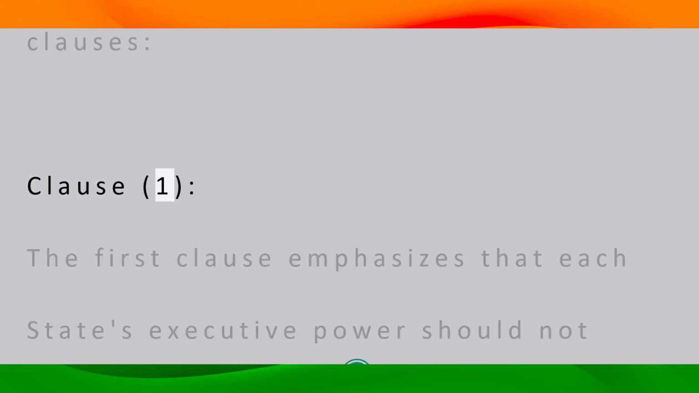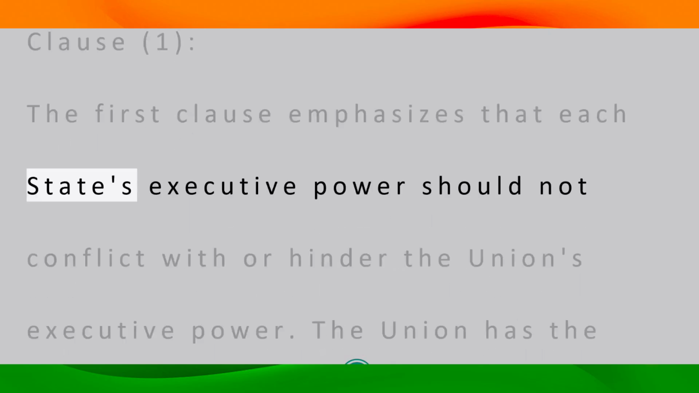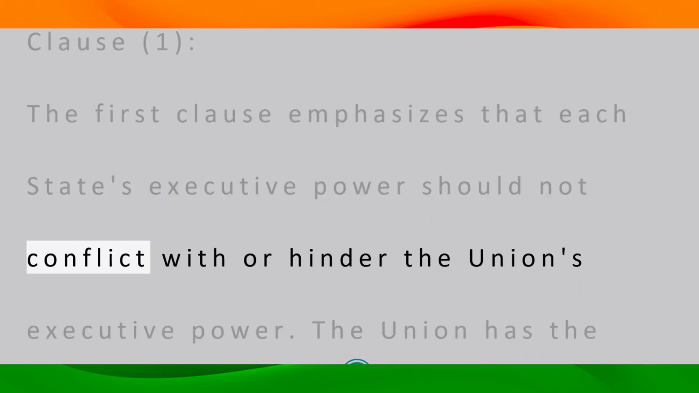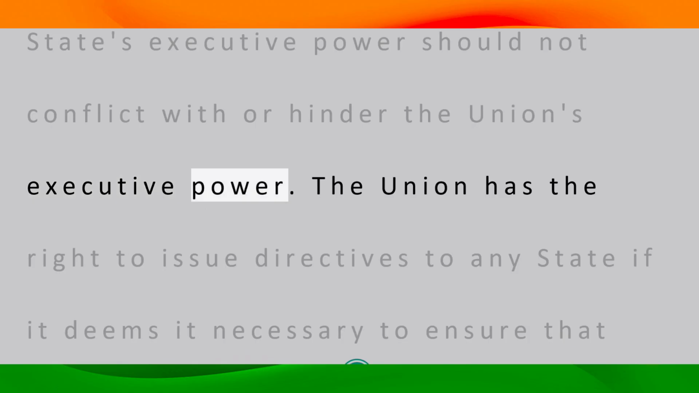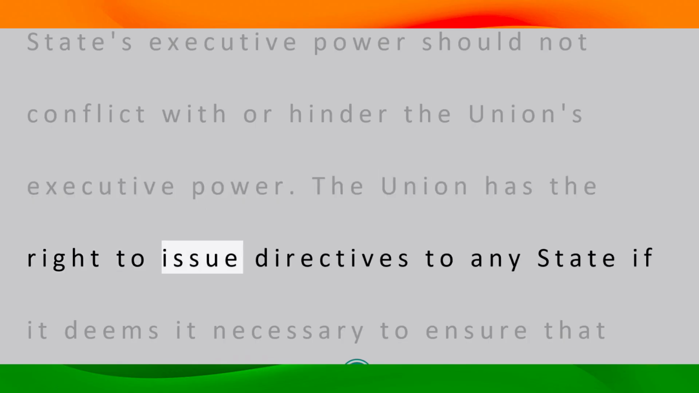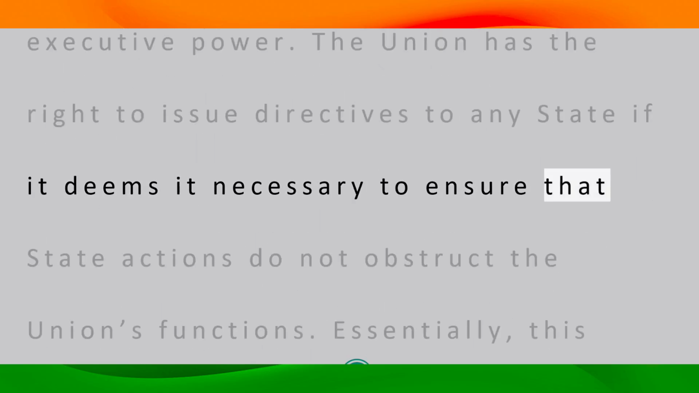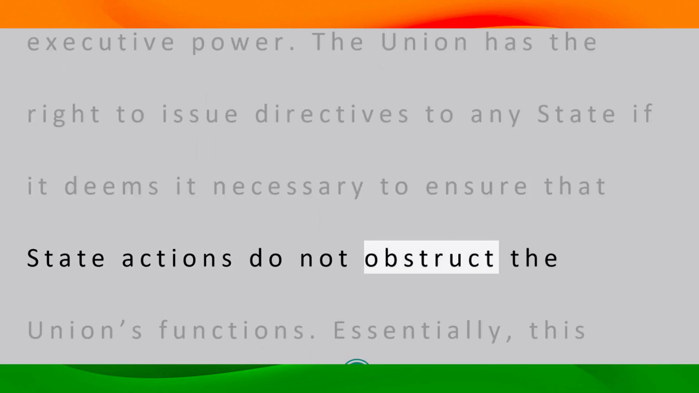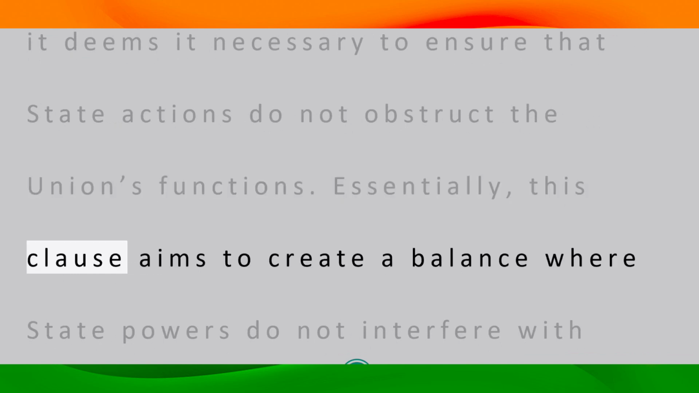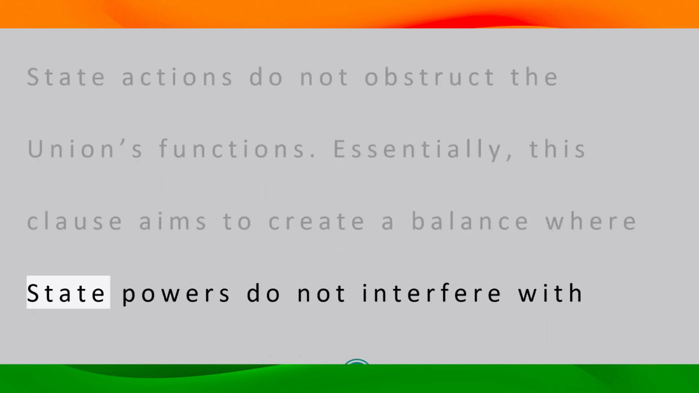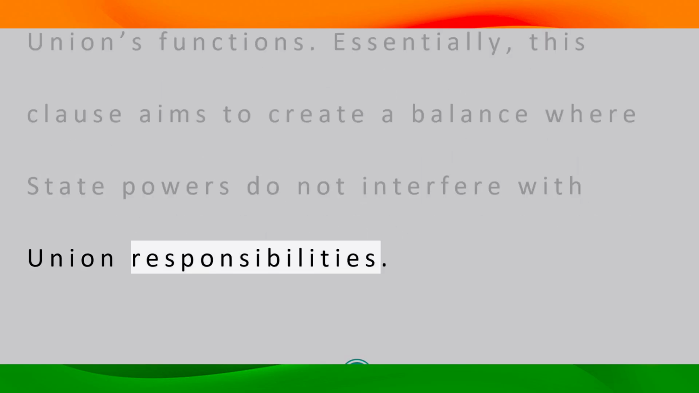Clause 1. The first clause emphasizes that each state's executive power should not conflict with or hinder the Union's executive power. The Union has the right to issue directives to any state if it deems it necessary to ensure that state actions do not obstruct the Union's functions. Essentially, this clause aims to create a balance where state powers do not interfere with Union responsibilities.